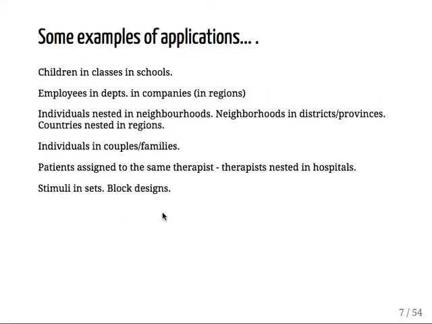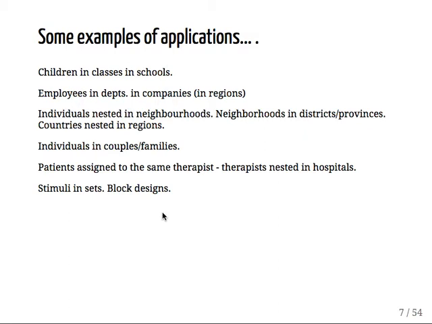So just some examples. I've talked about children in classes in schools, employees in departments. If you're an occupational psychologist, there might be a hierarchical structure, and these organizations might be structured in regions. And so companies in the Northeast might be more similar to each other than a company from London, for example. If we would just not account for that, we wouldn't take into account that companies from the Northeast are more similar. We have individuals usually nested in neighborhoods, and neighborhoods are then nested in districts, provinces, countries, regions. So you can think of it like that.